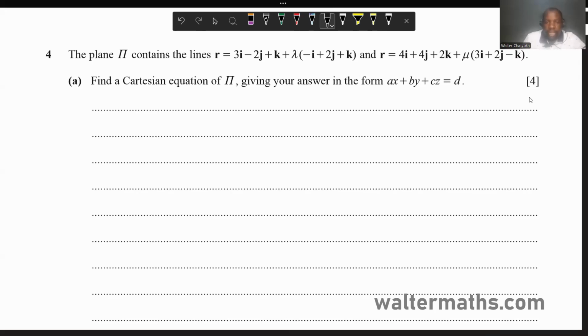So in this particular case, we've got a plane pi, and it contains these two lines. There are two lines that we've been given, with their equations. They want us to find the Cartesian equation of that plane. So what we will need to first find is the normal to the plane, n. For the normal to the plane, we're going to do the vector product of the directions of the two lines.